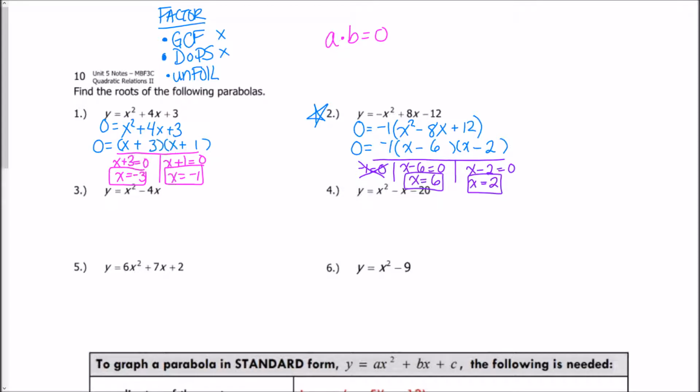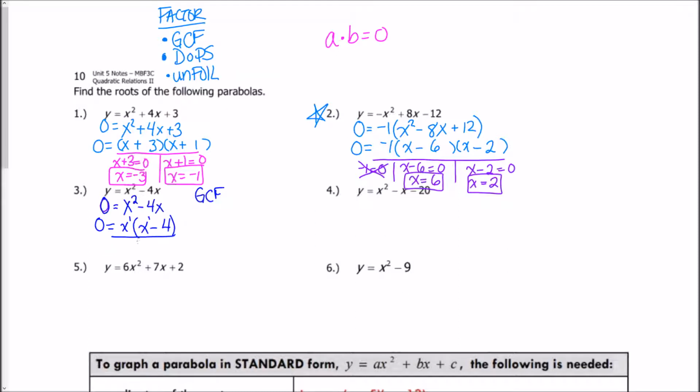Okay, for number 3, again I'm going to set it equal to 0, so 0 equals x squared minus 4x. If there is a GCF, I'm going to factor it out. When I look at both terms, there's an x in common, so this is a GCF question. So I get 0 equals x, and then in brackets x minus, because x squared divided by x, remember we subtract our exponents, so 2 minus 1 gives us 1. And then 4x divided by x, the x's cancel, so I get 4.